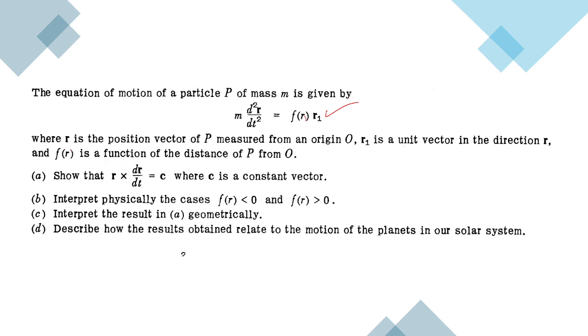Okay, where r is the position vector of P measured from origin O, r1 is the unit vector in the direction of r. F of r is a function of the distance of P from O. Show that r cross dr dt is equal to c, some constant vector. So that is the main result, and that is connected with the previous integration.